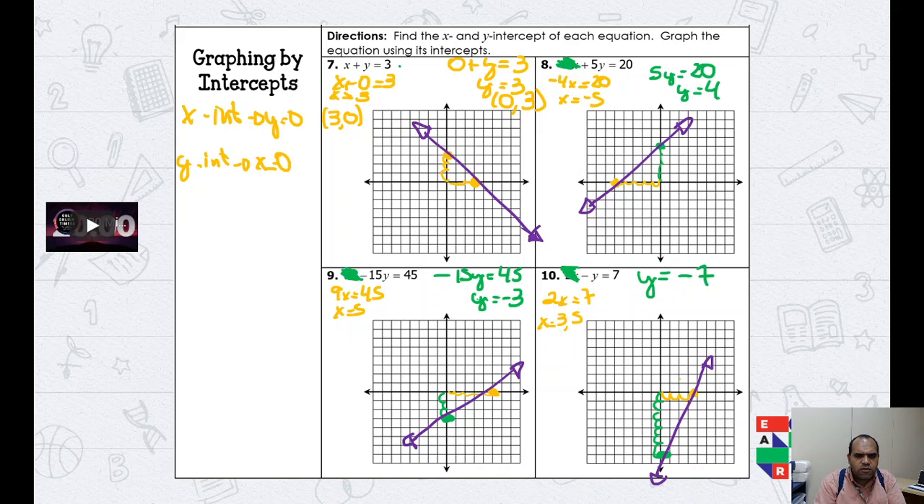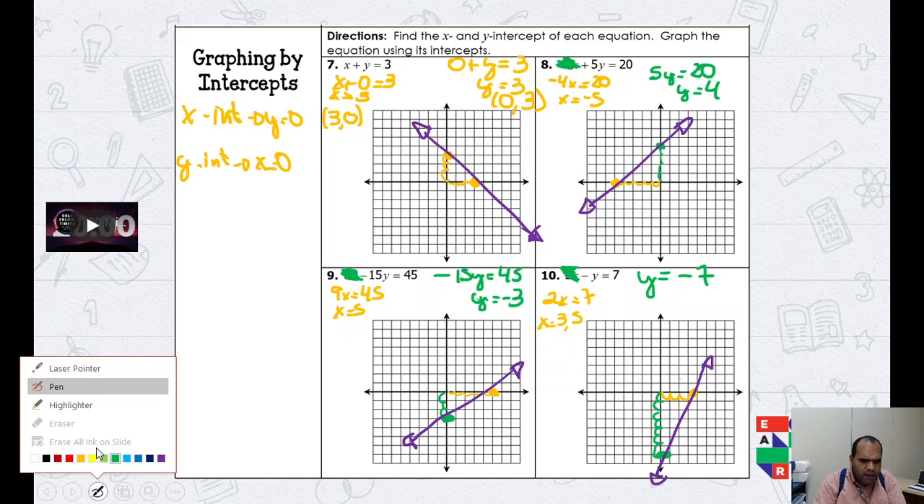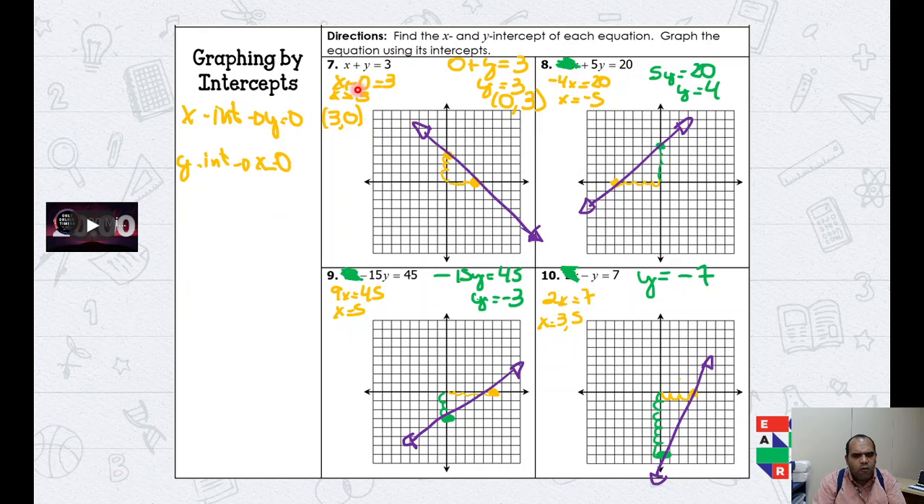x plus y equals 3. Right now I'm looking for x. I'm telling you y equals 0. When it happens, I tell you x plus 0 equals 3, or just x equals 3. So (3, 0) is the first ordered pair.